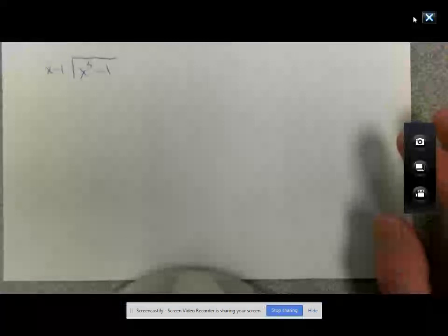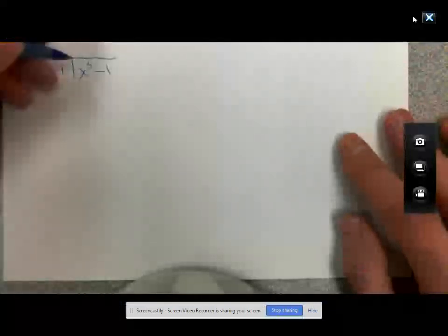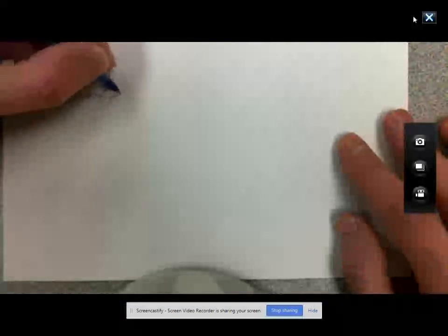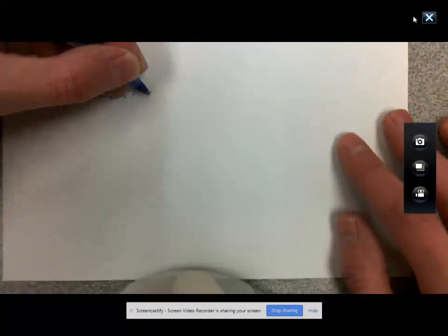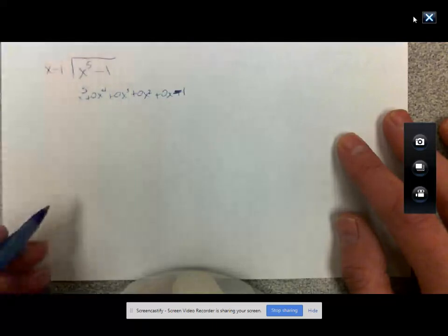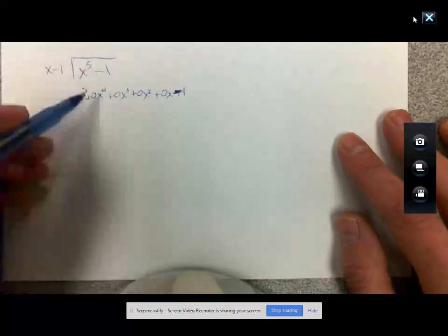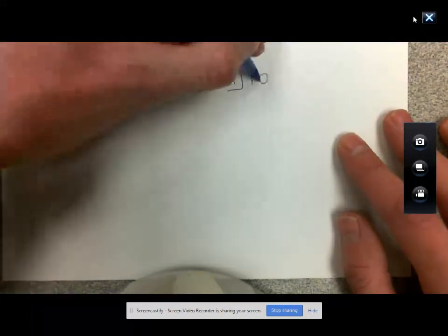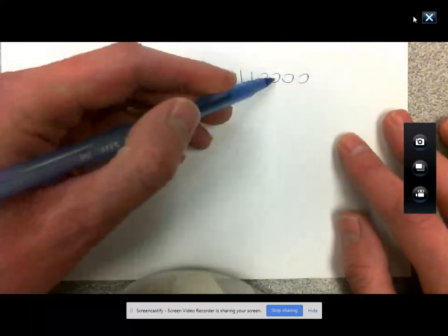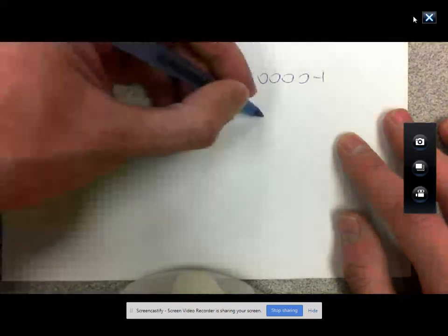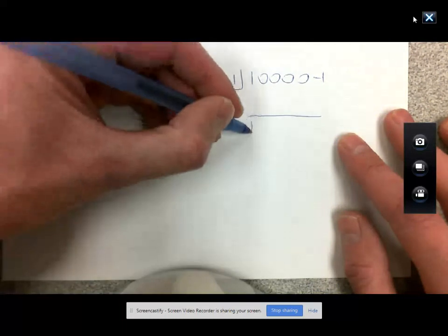Let's do this division. So again, I'll write down here, x to the 5th, 0x to the 4th, 0x to the 3rd, 0x squared, 0x, minus 1. And so if you expand that all out, my synthetic division has the coefficients 1, 0, 0, 0, 0, and -1 as my last part. So there's my synthetic division. We pull the first one straight down.